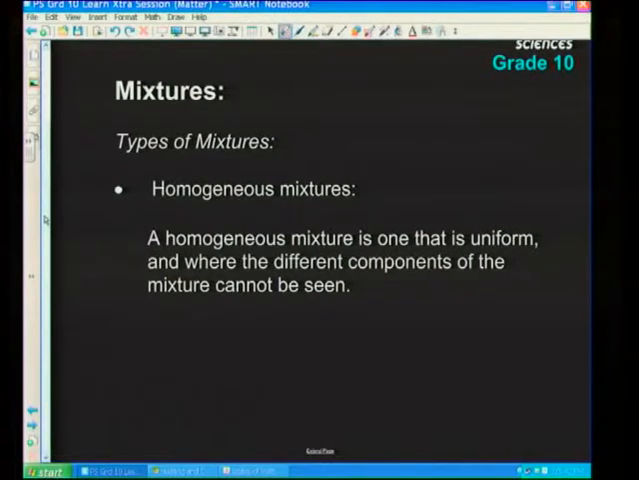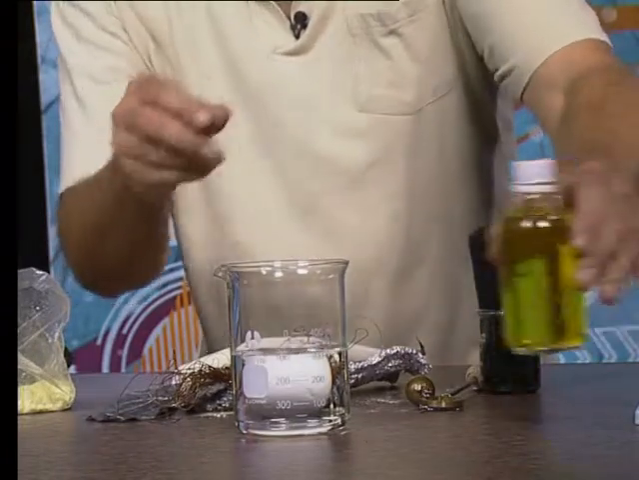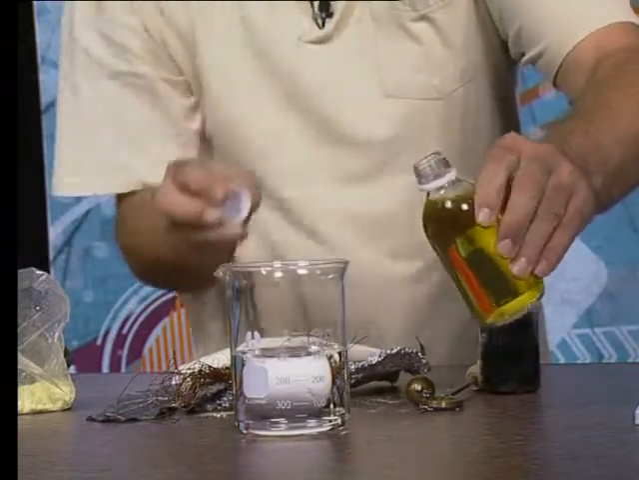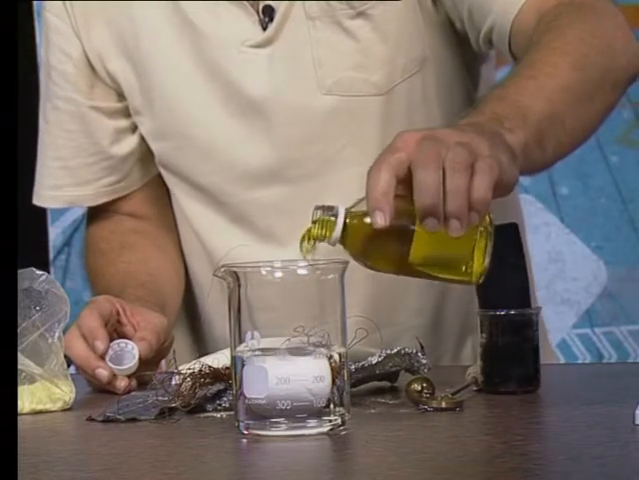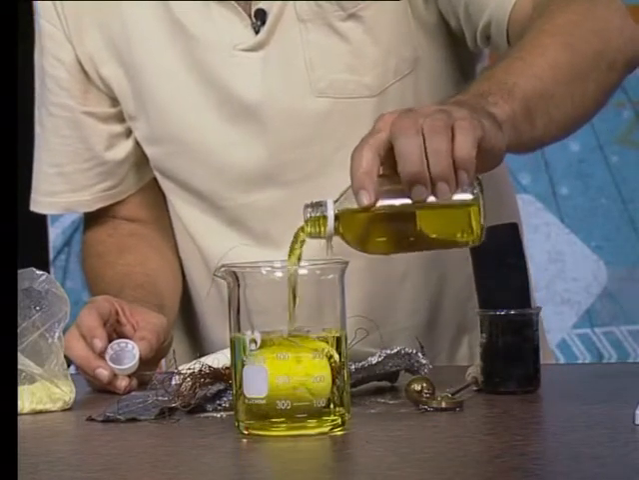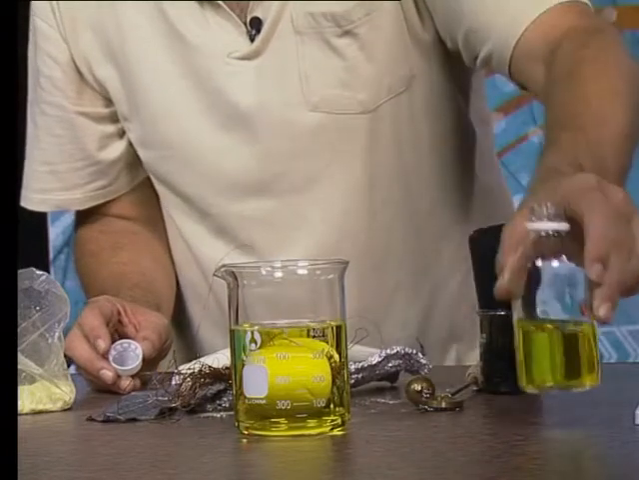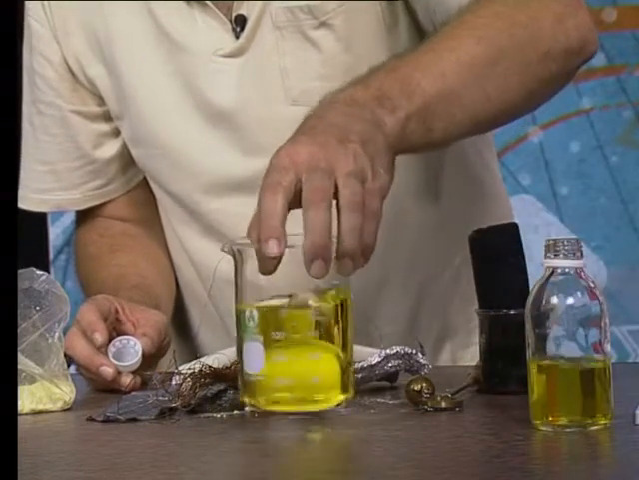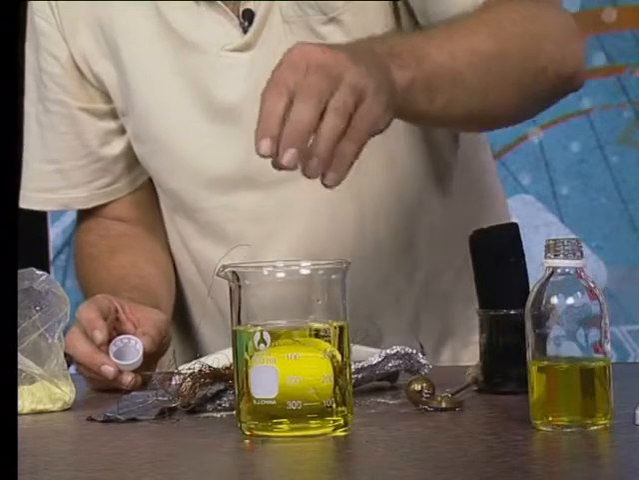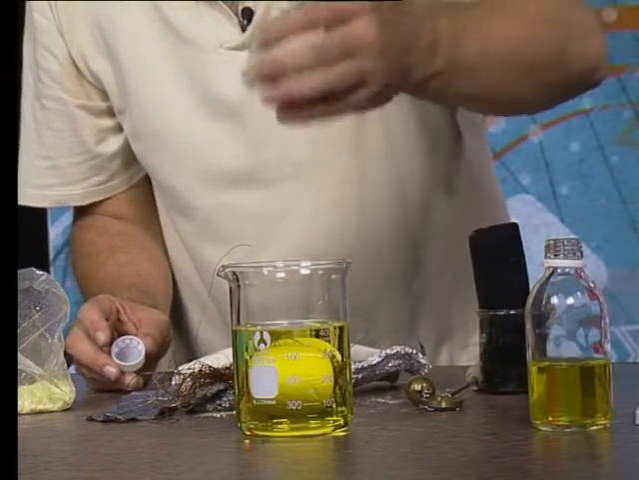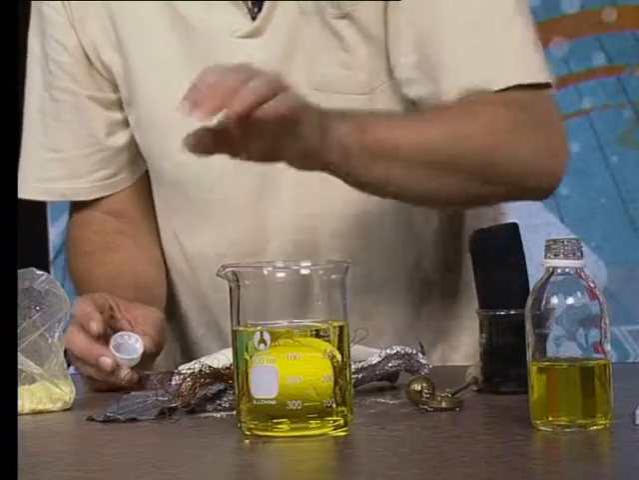Take a look here. We've said, and we've illustrated, that a homogeneous mixture is one that is uniform, where the different components can't be seen. Have a look at this example of a mixture. Here I have a beaker of water, and here I have some colored water. They're both of the same consistency, and if I pour the one into the other, you'll notice that they mix. There is no difference between them. They're a homogeneous solution. There's no separation here.